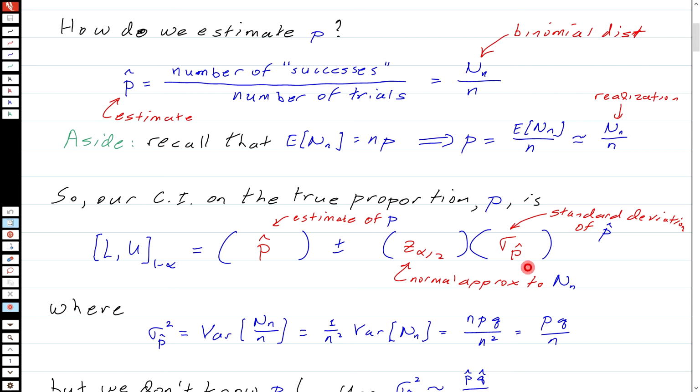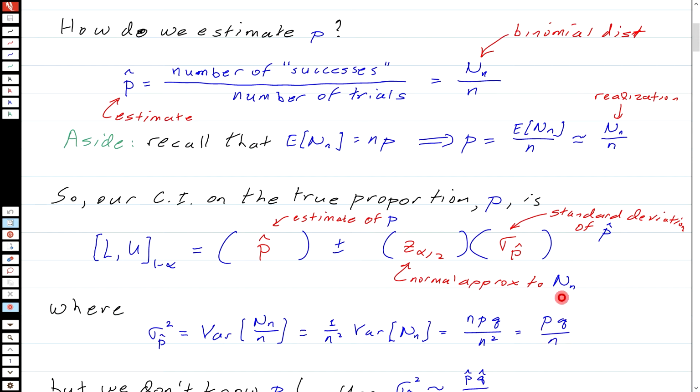The standard deviation of p hat: we start with the variance. So the variance of p hat is the variance of N sub n over n. The 1 over n can come out front, and because it's a variance, we square it. So we get 1 over n squared times the variance of N sub n, and if you recall, the variance of N sub n is npq. So altogether we get the variance of p hat to be pq over n.